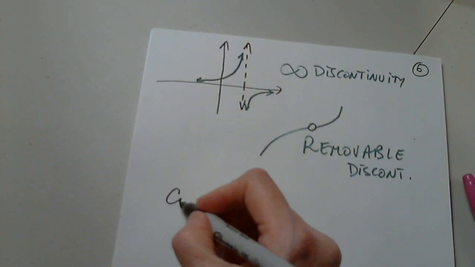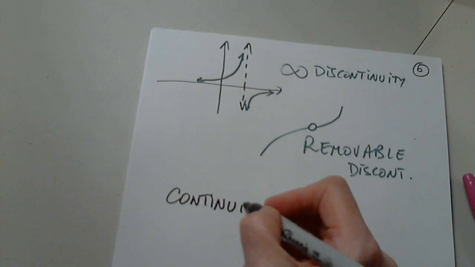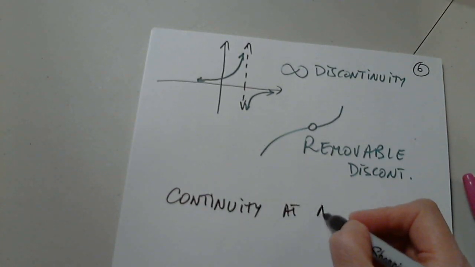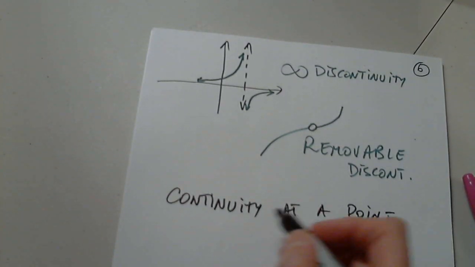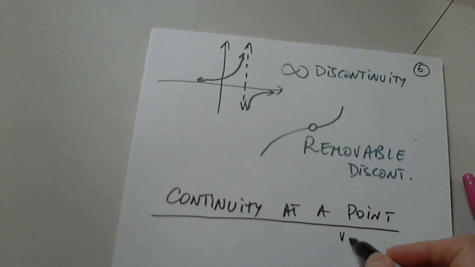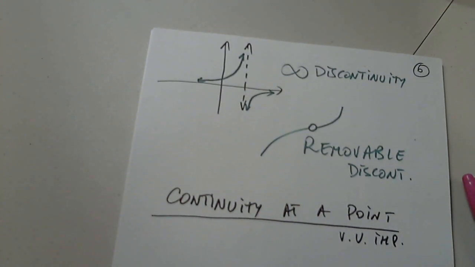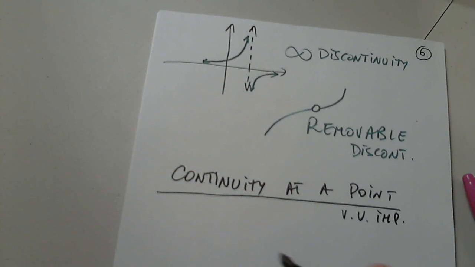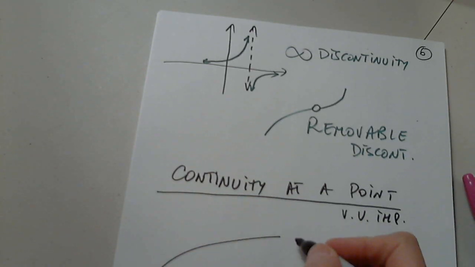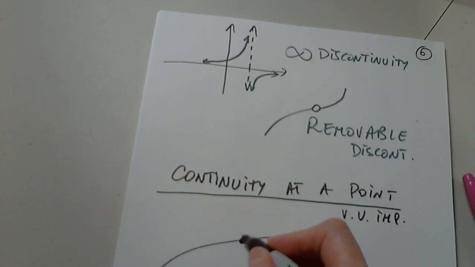Continuity at a point. Very important definition. Very, very important definition. So here's a function. Is this function continuous? Yes. At any point I pick, doesn't matter, on the graph.